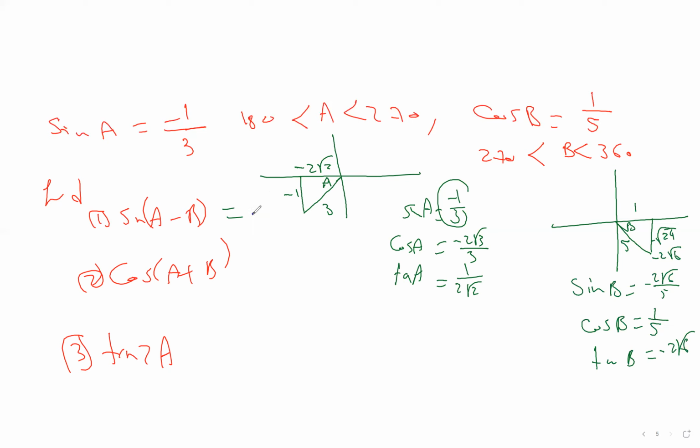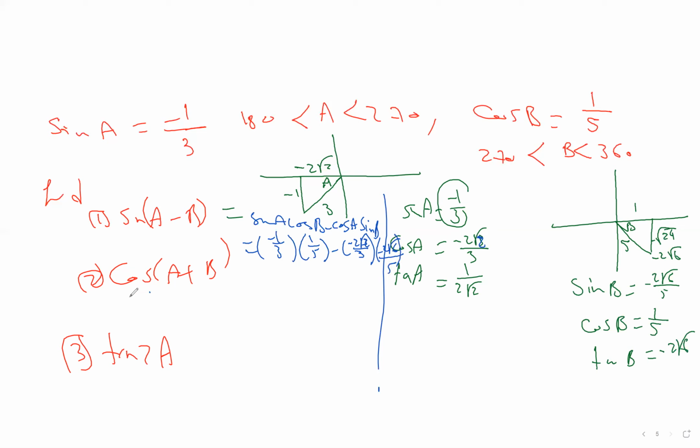Sine A minus B will be sine A cosine B minus cosine A sine B. And substitute: sine A is negative 1/3, cosine B is 1/5, and minus cosine A, which is negative 2√2/3, times sine B, which is negative 2√6 over 5, and find the value.